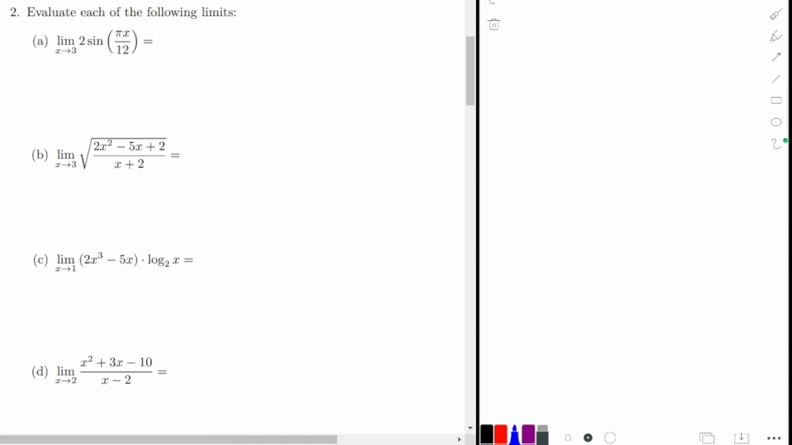Number 2 is asking for 4 different limits. Limit part A. Let's see. Most of the time, your first trick should be direct substitution. I know you don't need me to tell you this. Limit as x goes to 3 of 2 sine pi x over 12.